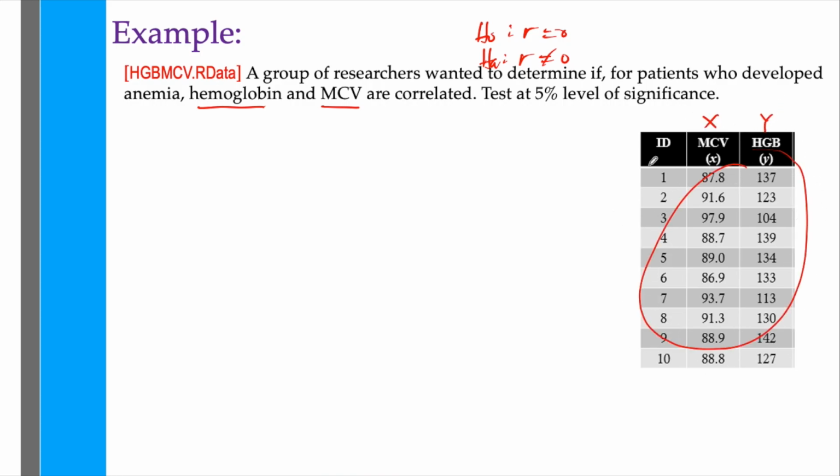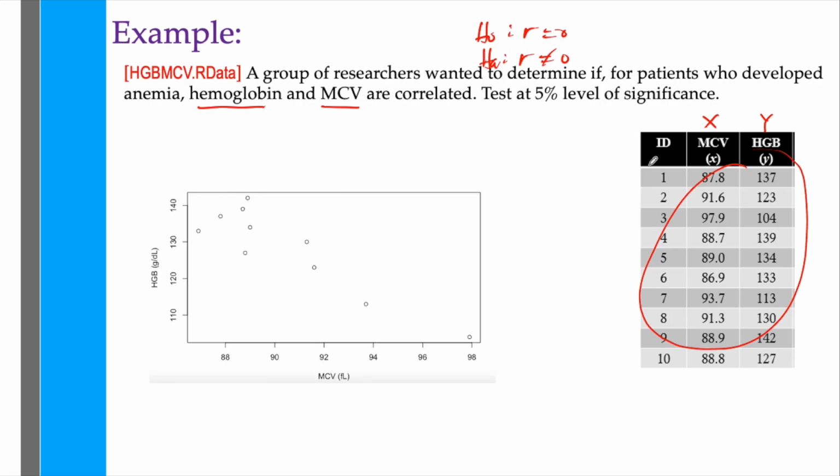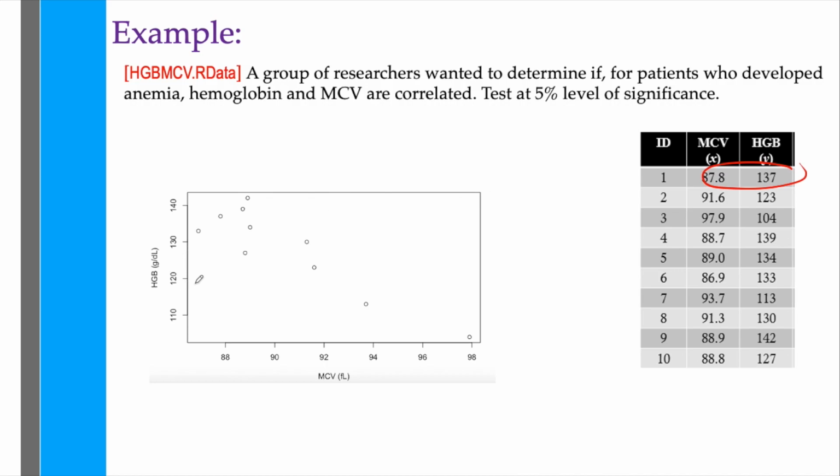Plotting these points in a two-dimension coordinate system, we have these plots. Suppose we have 87.8 and 137. It's somewhere here and somewhere here. So this is ID number 1. ID number 2, we have 91.6 and 123. So suppose it's 91.6 and then 123. This point is case number 2 or ID number 2. So plotting these points will lead to this scatter plot.